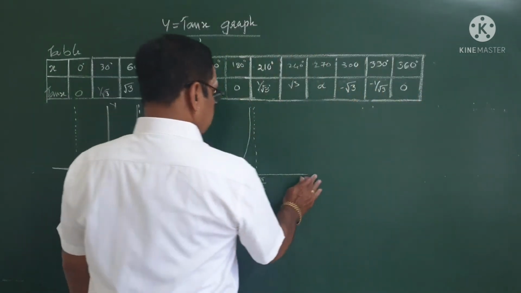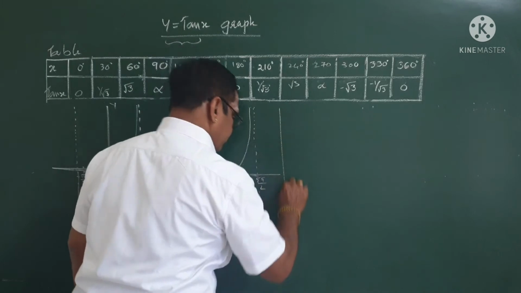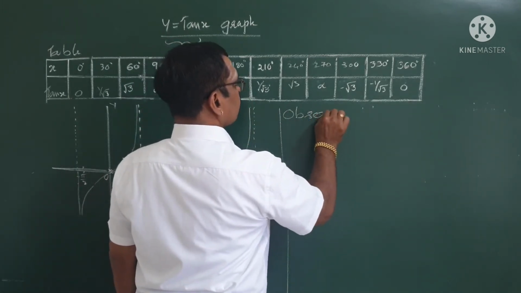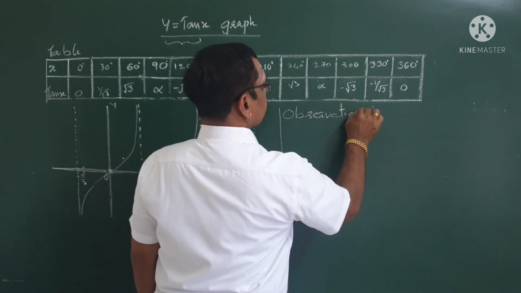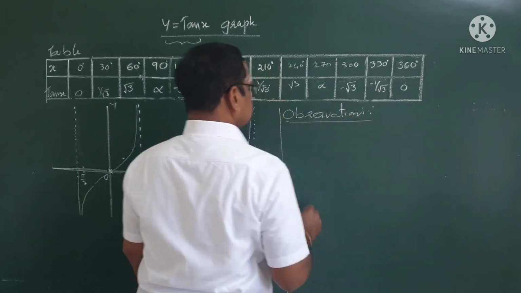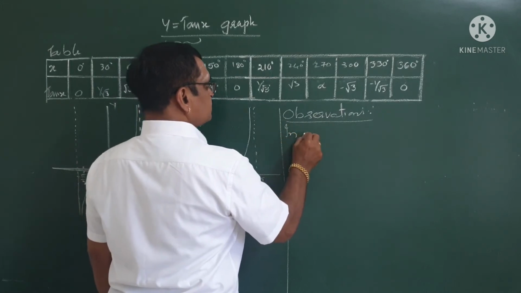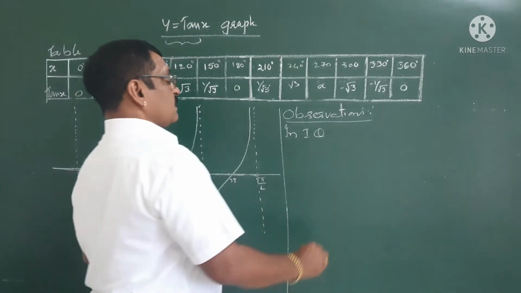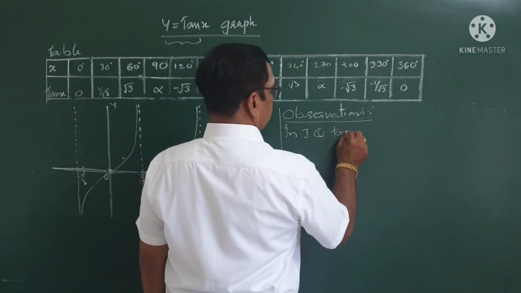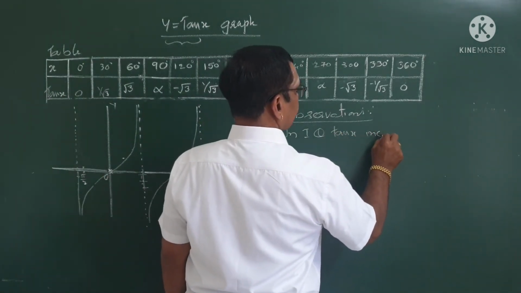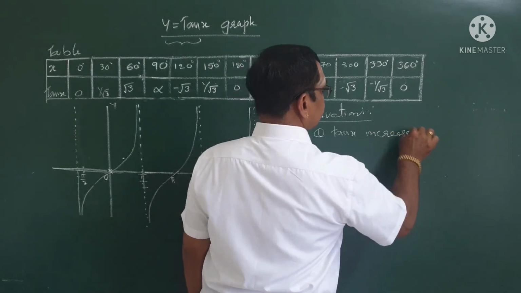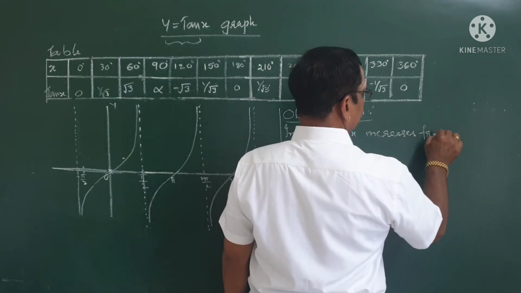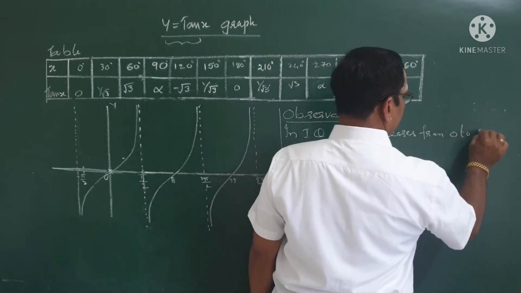So I write properties or observations. Observations. In the first quadrant, tan x increases from 0 to infinity.